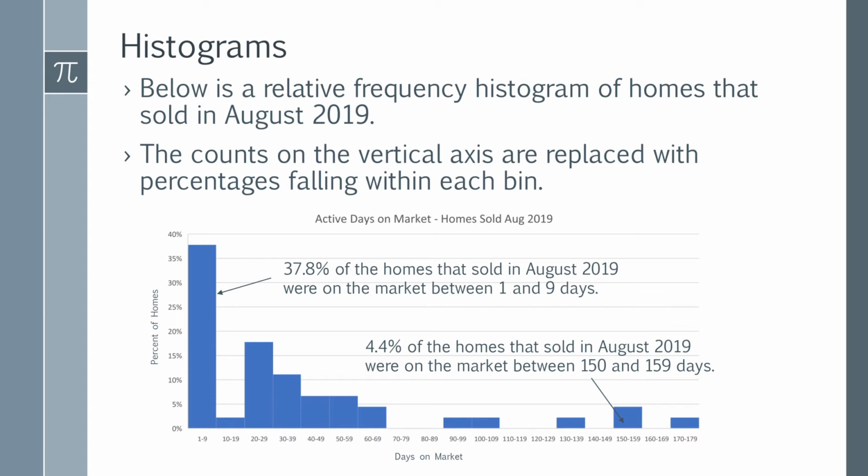We can also see that 4.4% of the homes that sold in August of 2019 were on the market between 150 and 159 days. So once again, it's the exact same data we were looking at on the other histogram, this is just represented as percentages. It's a relative frequency histogram. The previous one we looked at was a frequency histogram that had counts.